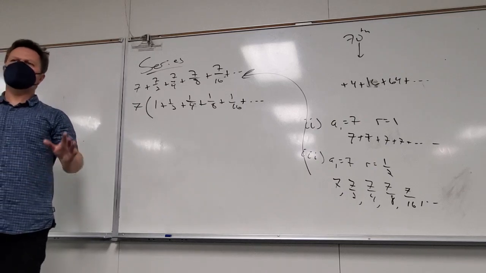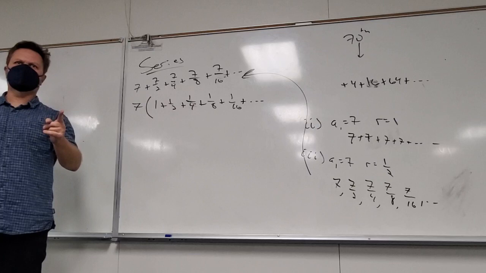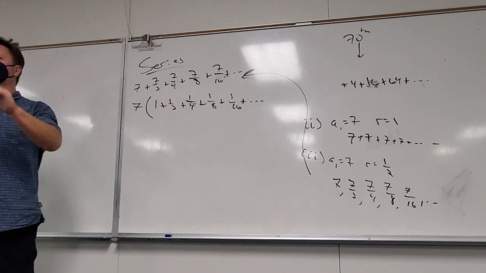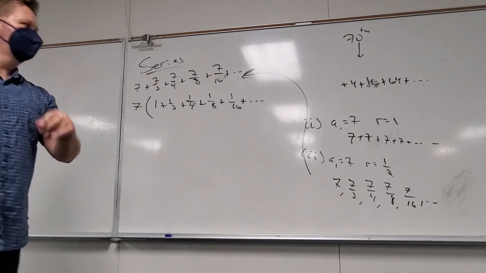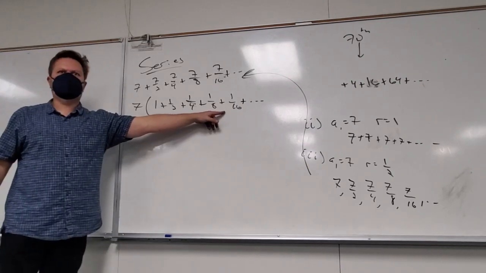Now, we don't have a way to prove it yet. But remember that 1 over n diverged, and then 1 over n squared converged. We still have to prove those things, but I'm just telling you that right now. We're going to see that. This seems to have a decent chance to converge, right?